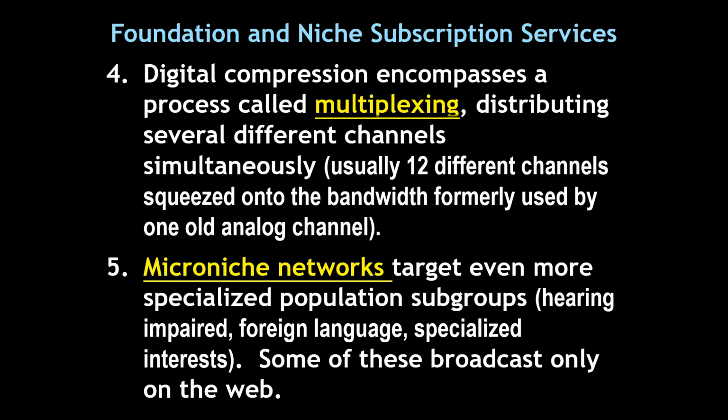Micro-niche networks target even more specialized population subgroups. This could be programming for the hearing impaired. This can be foreign language programming, or things that focus on a very specialized sort of interest. And many of these broadcasts you're only going to find online as opposed to widely available on a cable subscription.